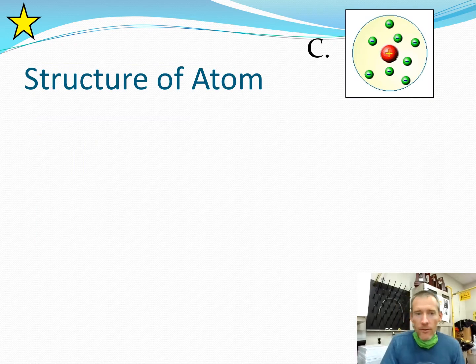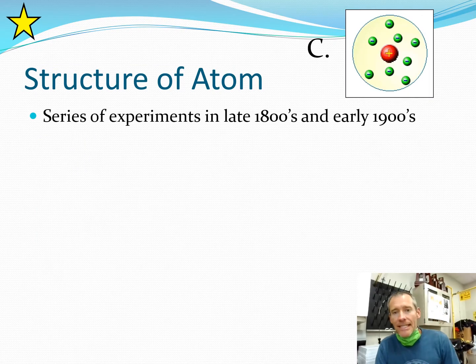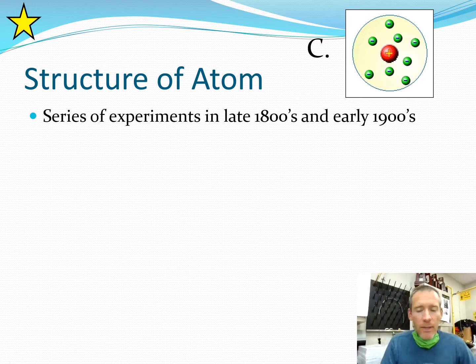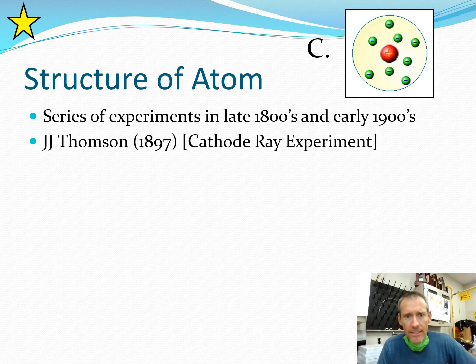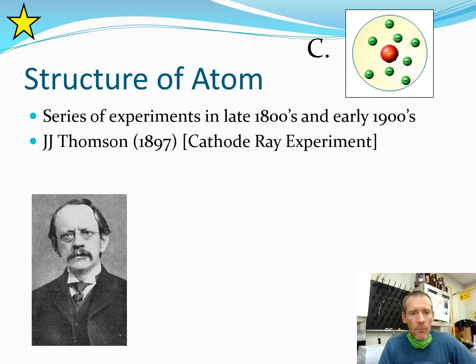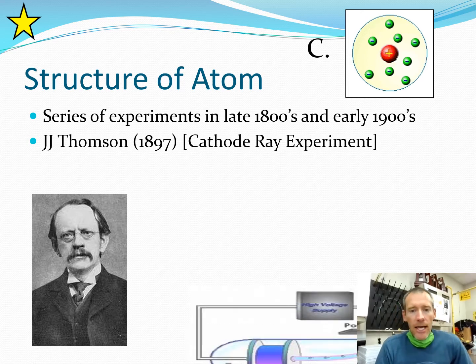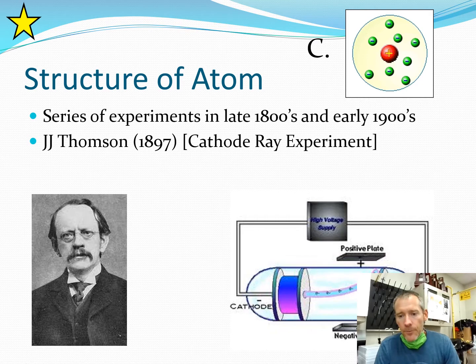So the structure of an atom: there was a series of experiments in the late 1800s and early 1900s. This was basically the golden age of the atomic theory, where all these different scientists were studying the structure. In 1897, a cathode ray tube by J.J. Thomson was his go-to apparatus. Basically, charged particles were moved, as you can see here, from a positive plate to a negative plate. The charge he knew was an electron because it was being bent towards the positive and deflected by the negative.